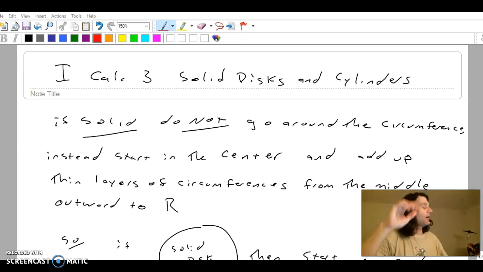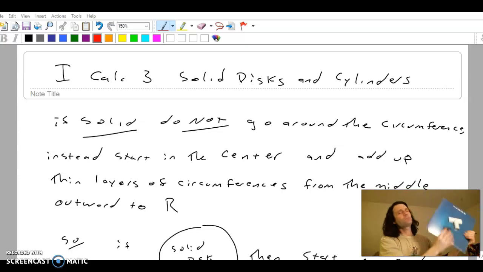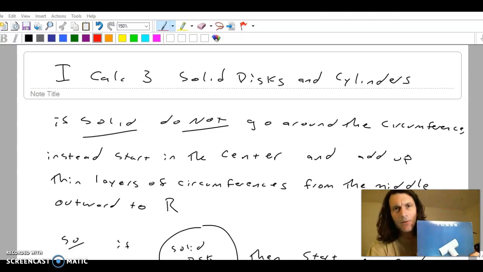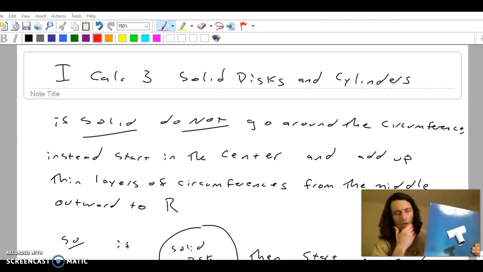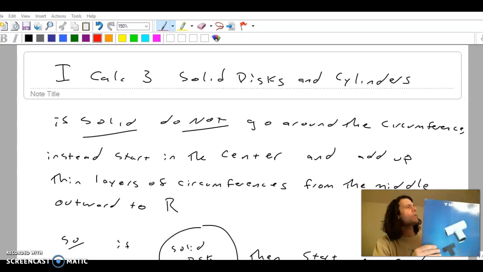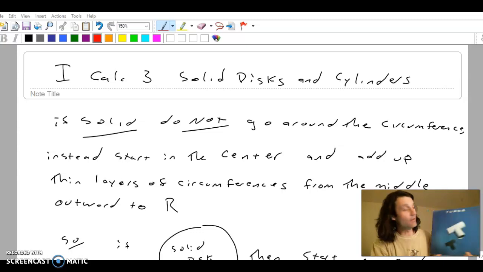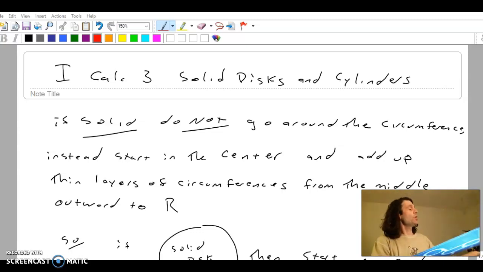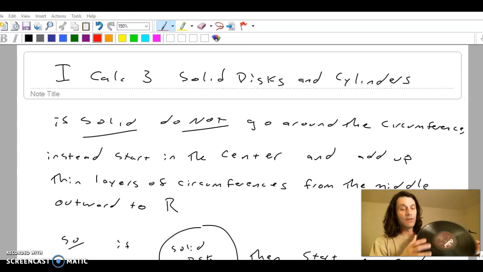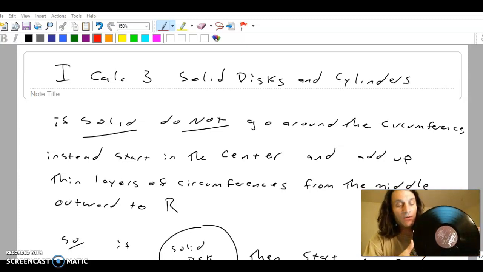Another way I have students visualize it is, I play a lot of records, and so you know what records look like. This one is from 1981, a band called The Tubes, which you may or may not have heard of. But you can see the grooves on that record, right? The grooves on the record.